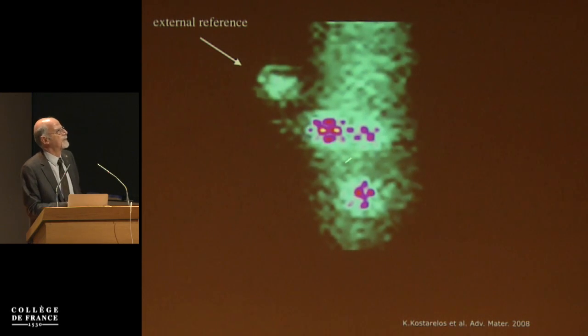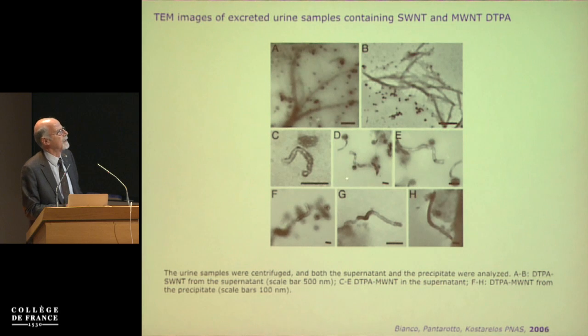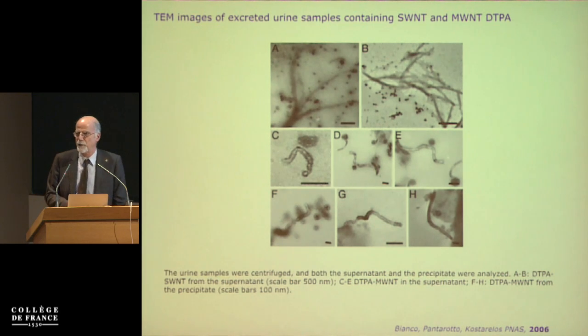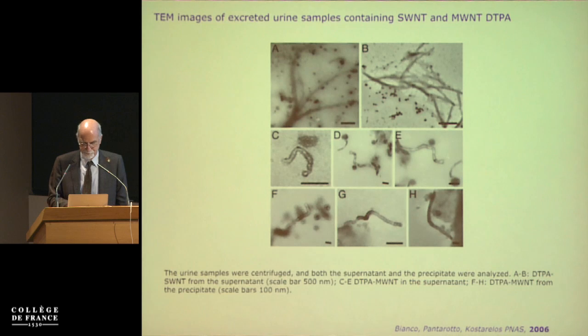And since we can clearly see that the animal is trying to excrete the nanotubes through the urines, if we collect the urines and we analyze them by electron microscopy, we can see the nanotubes in the urines.